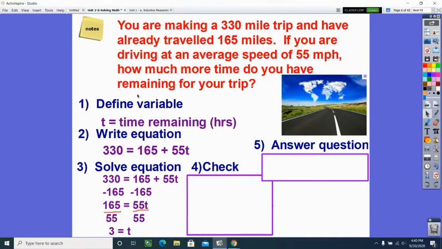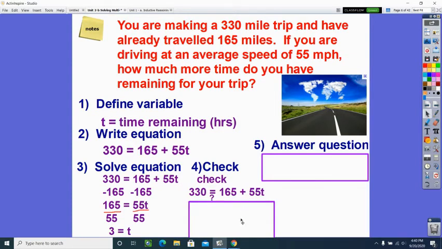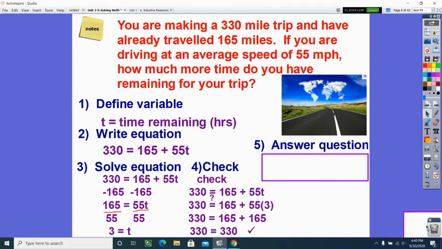So step 1, we defined our variable. Step 2, we wrote an equation using all the numbers and the variable we just defined. We solve our equation. Now we're going to check our answer. We're going to put that 3 back in the original equation. We're not going to put it in the middle, back in the original. We're going to check the math. We're going to take 55 times 3. We're going to add it to the 165, and sure enough, it equals 330.